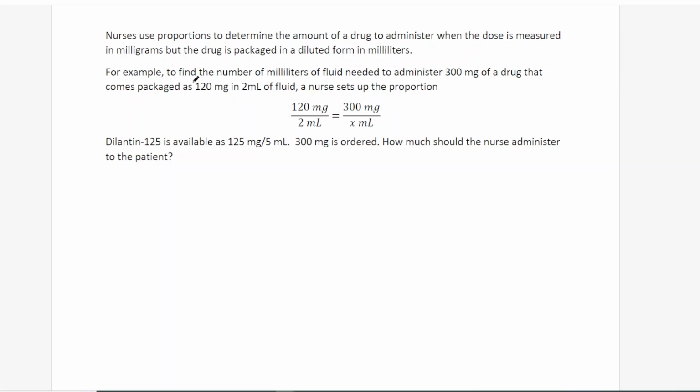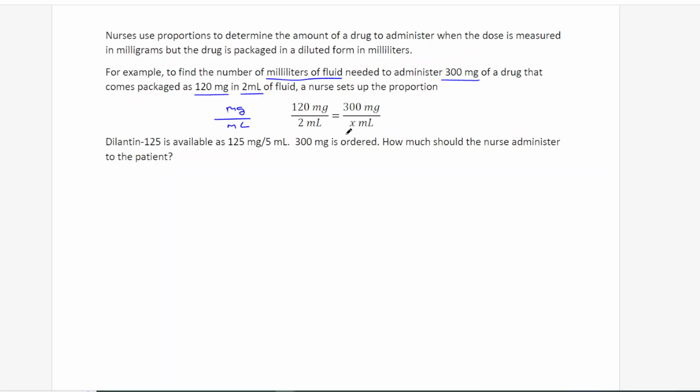For example, to find the number of milliliters of fluid needed to administer 300 milligrams of a drug that comes packaged as 120 milligrams in 2 milliliters, you could use this proportion. You could say that your known ratio is that you have 120 milligrams in 2 milliliters. So if we want 200 milligrams, how many milliliters should we have? So it's a ratio of milligrams to milliliters. And then you set it up and then you could solve it.